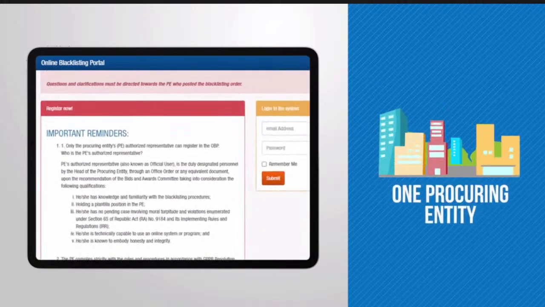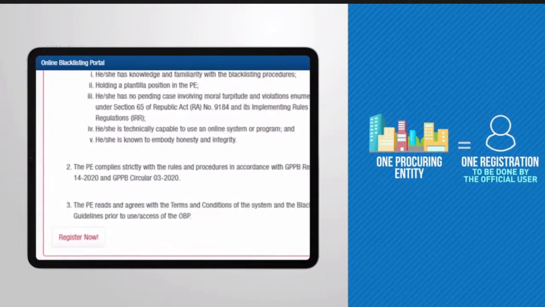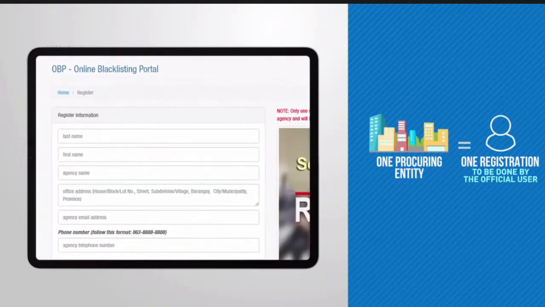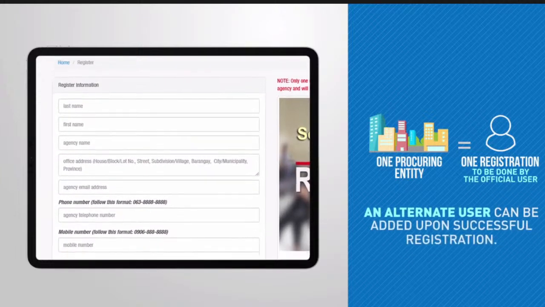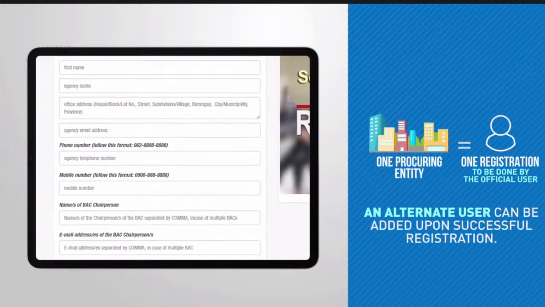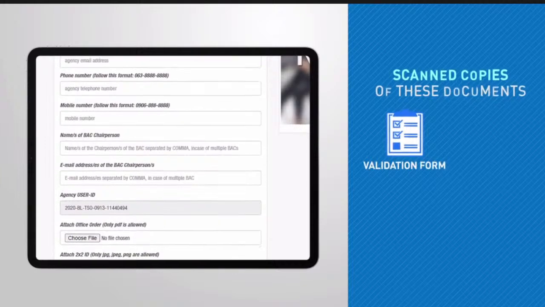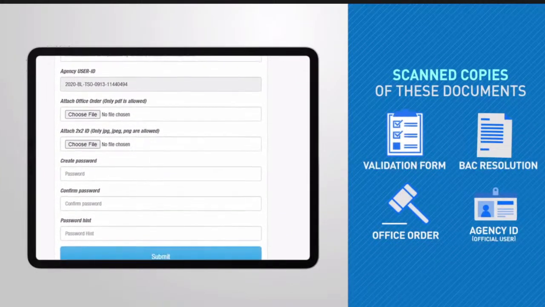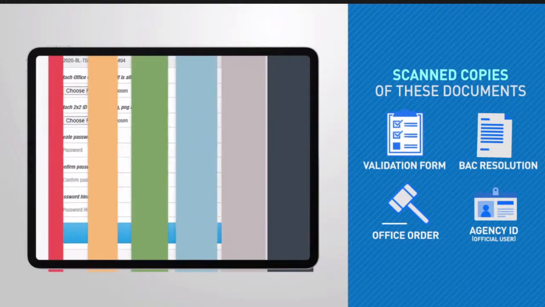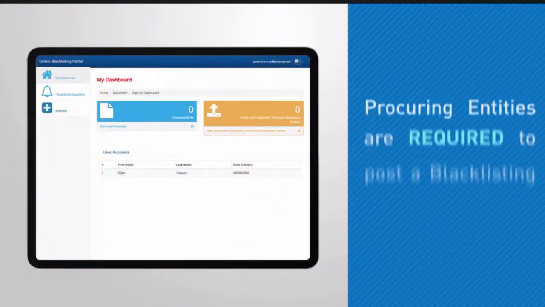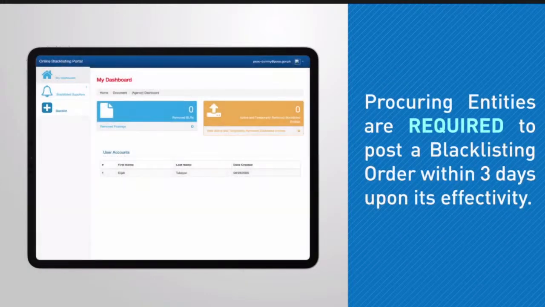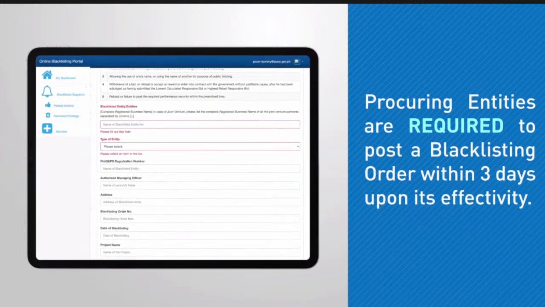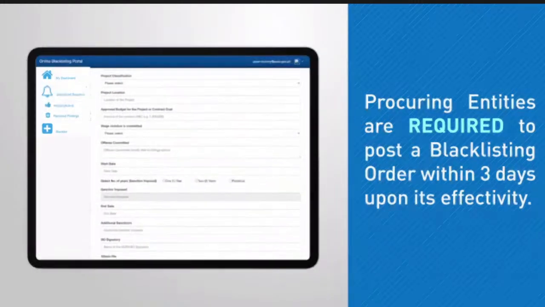One registration per PE is allowed and only the official user can request for registration. After the successful registration, an alternate user can be added. Your registration will be validated upon receipt of the documents flashed on your screen. Within 3 days from the effectivity date of the BO, PEs should be able to post the BO by filling out the form in the OBP and uploading the copy of the approved BO.